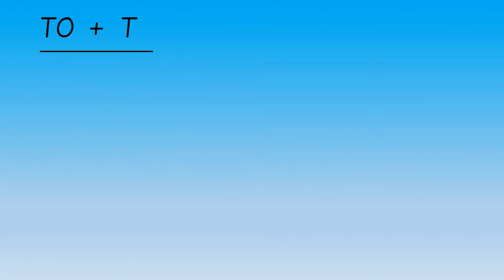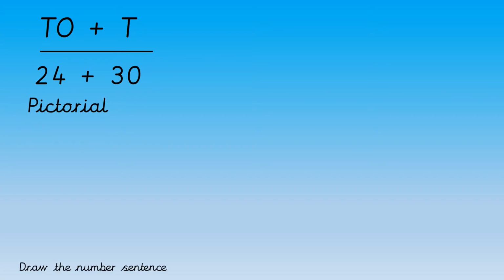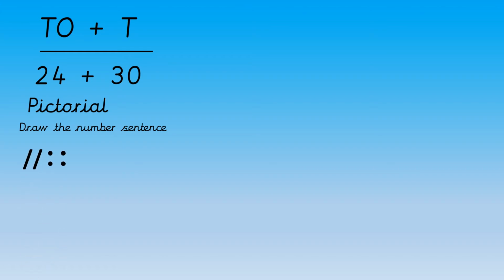The next one is to add a two-digit number to a multiple of 10. So here we go. We've got 24 add 30. Again, the pictorial method that we're using, we're using those representations. Draw the number sentence, so 24. Got my 20 and my 4. Add, and this time it's just 3 sticks of 10, no ones.